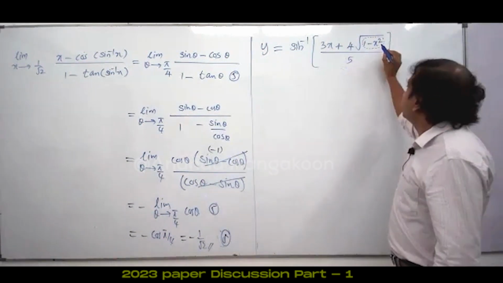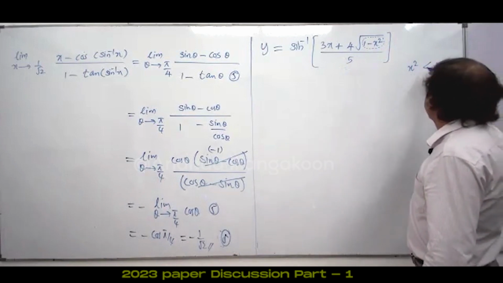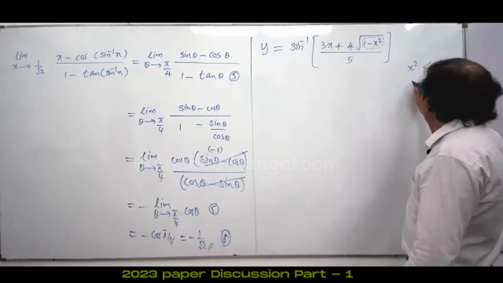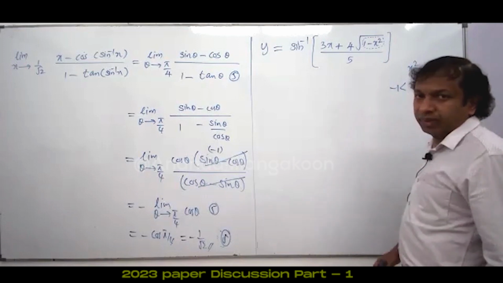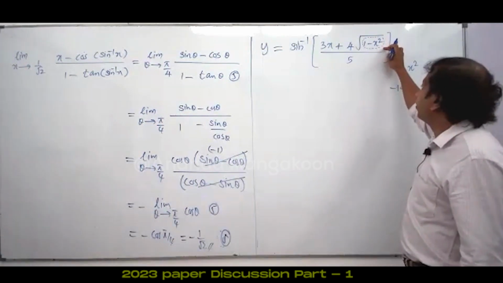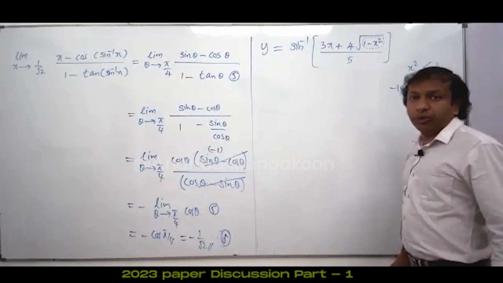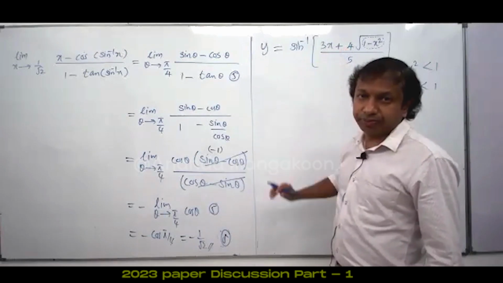so that this x squared should be less than 1. x squared less than 1 means x should lie between +1 and -1. Then only this x squared will be less than 1. Given 1 minus x squared positive, root of positive value we can find, then the question is okay.